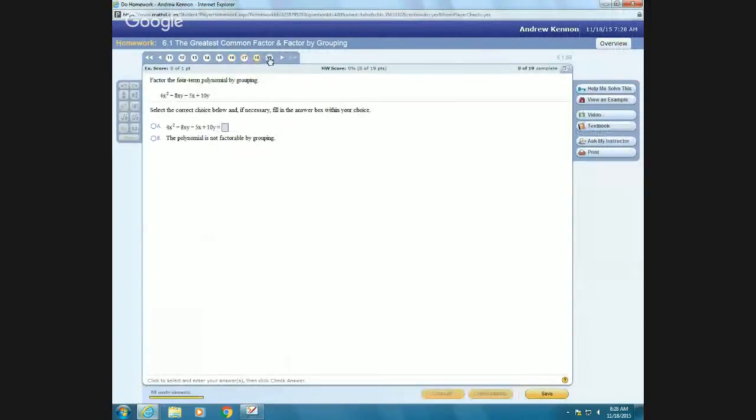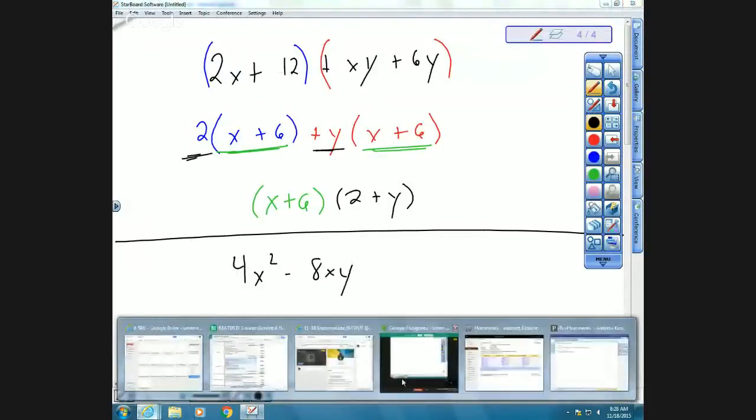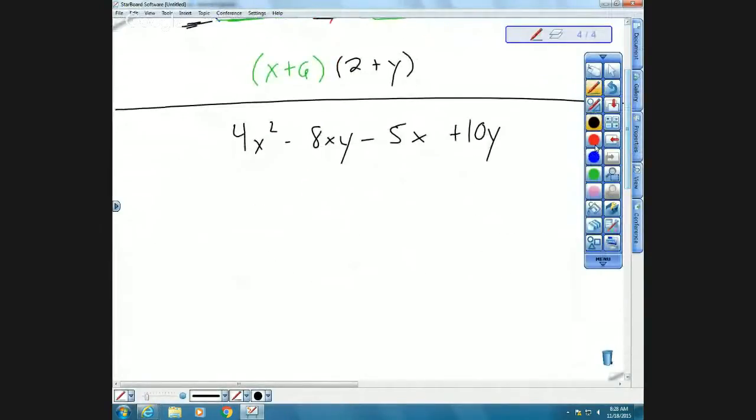What I'm wanting to do, if I can find it: 4x squared minus 8xy minus 5x plus 10. All right, so again, the directions are telling us to factor by grouping, so we're going to group them together.